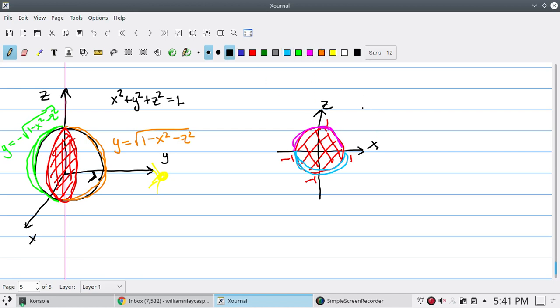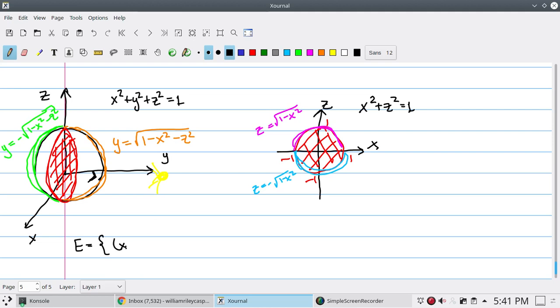So the equation of the circle in the xz plane is x squared plus z squared equals 1. And that upper curve is given by solving for z, so it's going to be z equals the square root of 1 minus x squared. And that bottom curve is given by the minus sign, so z equals minus the square root of 1 minus x squared. Once we have all this information, it's very easy to write down the set E.